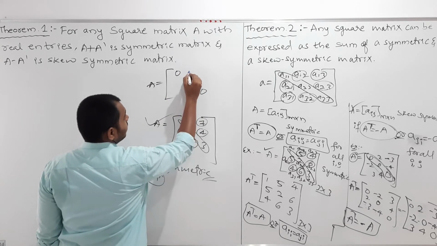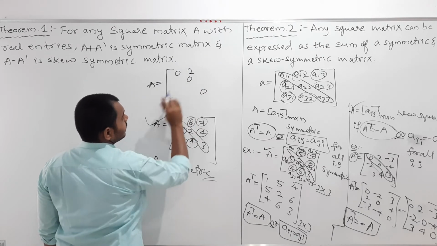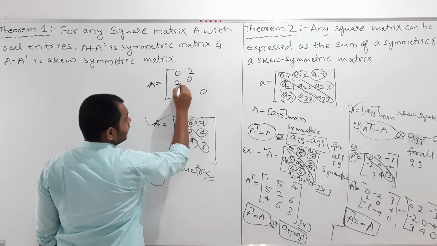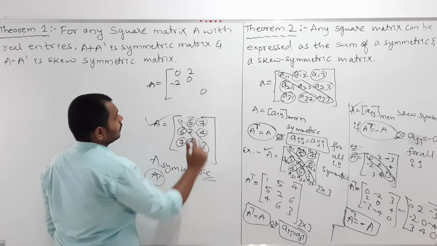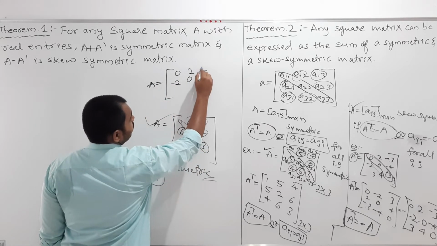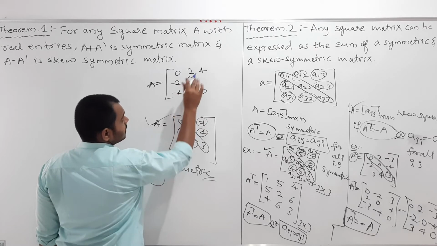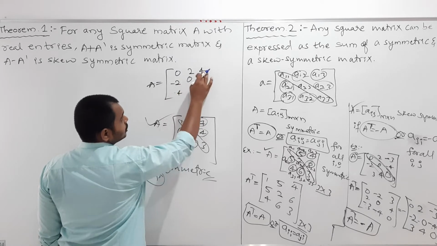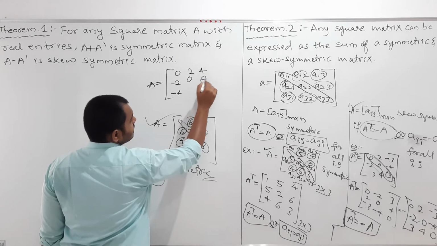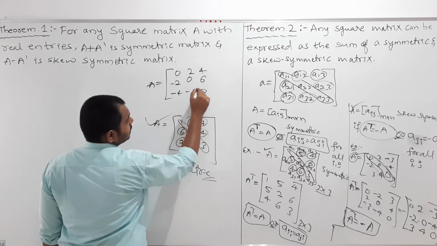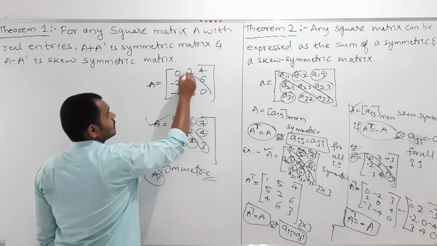Next, whatever element I write here, if I write 2 here, then I should take the same element here, but the sign should be different. Here it is positive, here it is negative. Next, if I take 4, again the element should be the same, only the sign must be different. And similarly, if I take 6 here, then this should be minus 6.